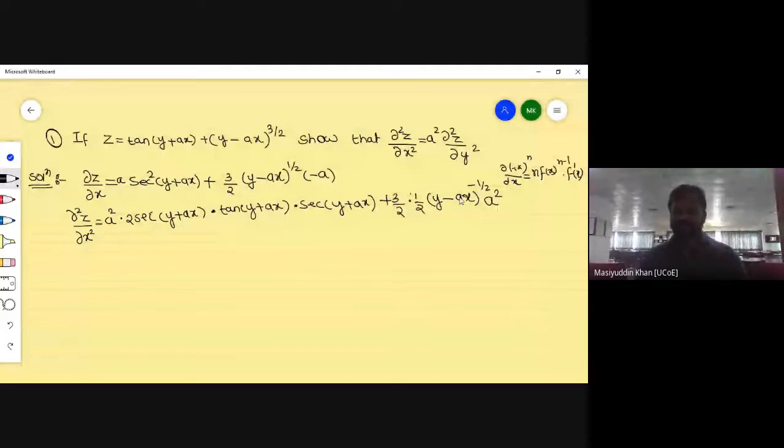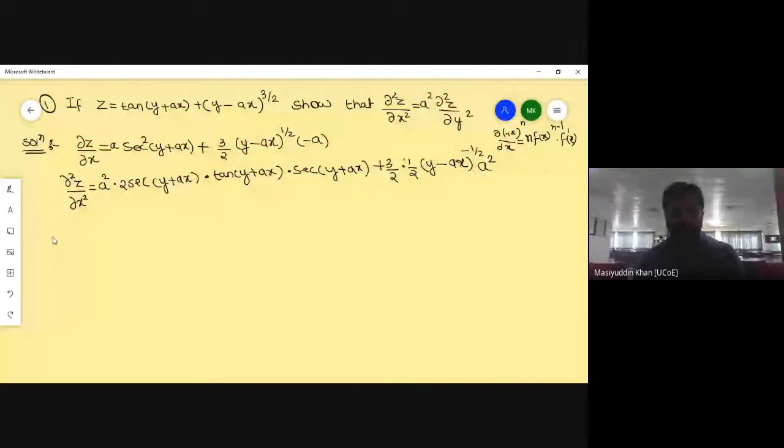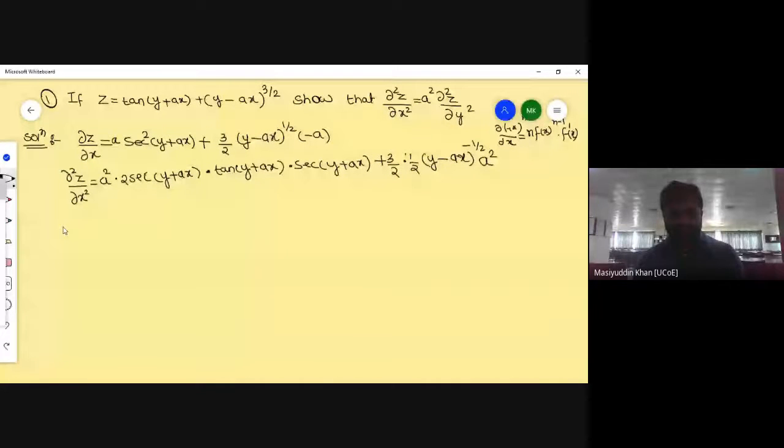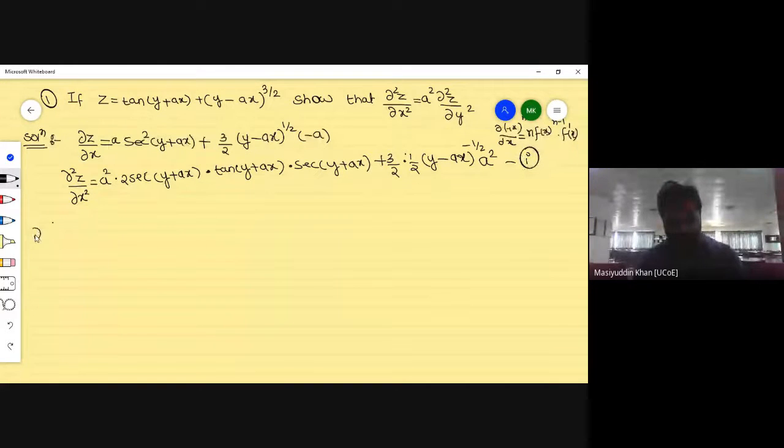Now we have to simplify this function, and then we have to find out dou z by dou y. So proceeding, you can just give this as equation number 1. Now dou z by dou y, which is equal to what?